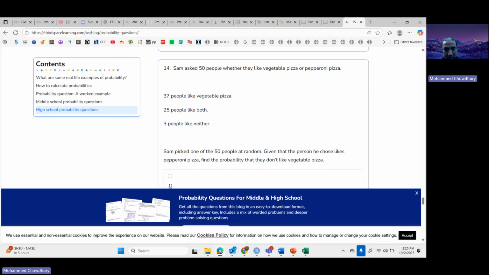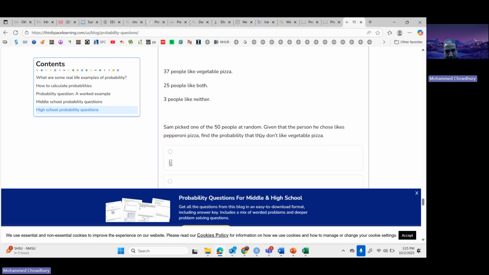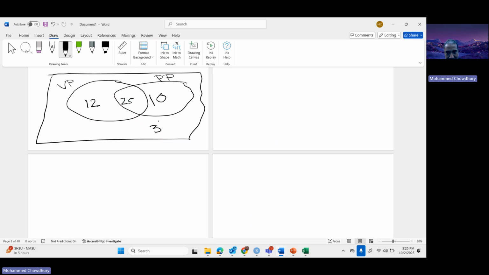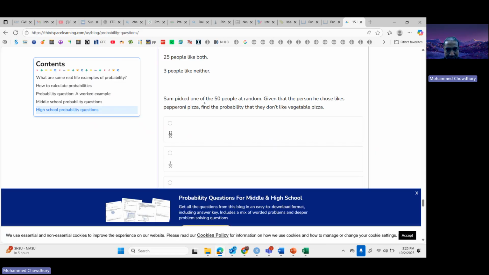So Sam picked one of the 50 people at random. Given that the person he chooses likes pepperoni pizza, find the probability that they do not like vegetable pizza. So this is what he wants to find. Vegetable pizza complementary. He liked the pepperoni pizza. Given that the person he chooses likes pepperoni pizza, find the probability that they do not like vegetable pizza.